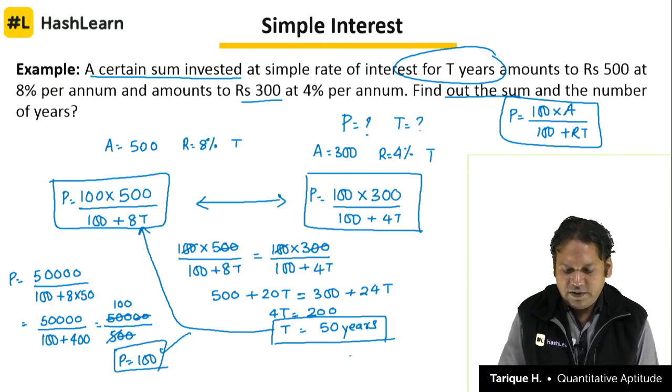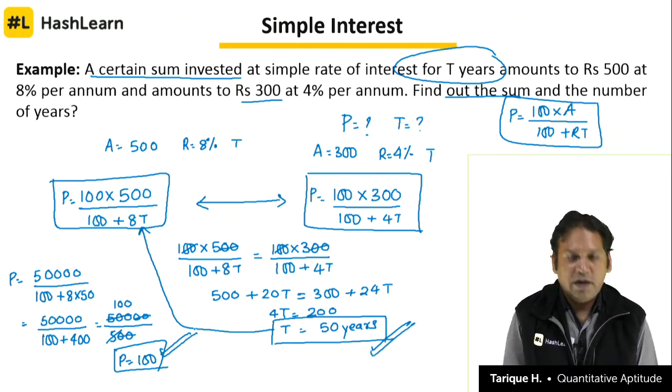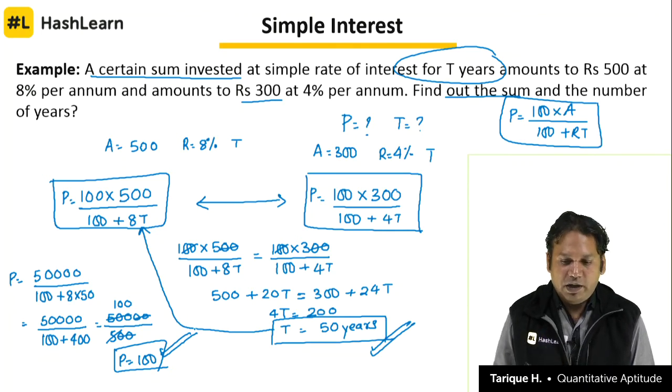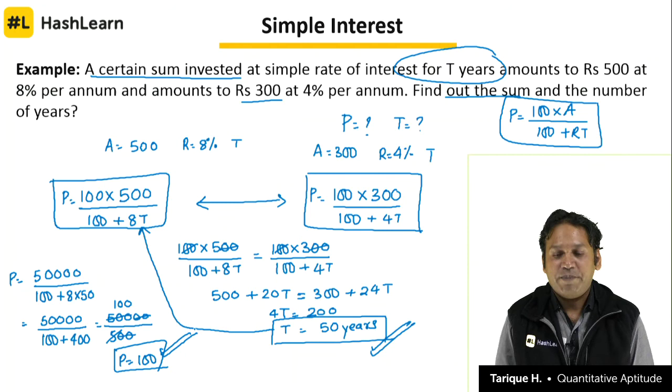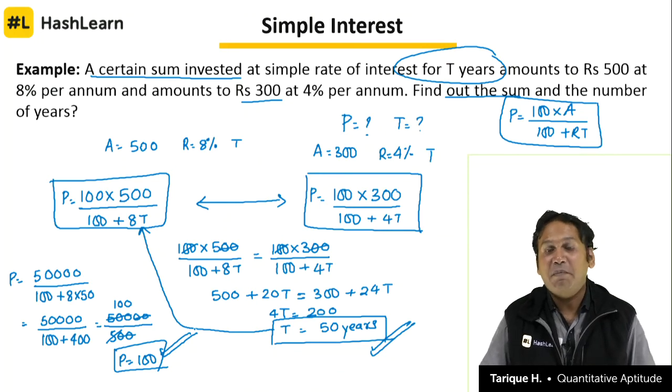So both questions we have solved here. What is the time period? 50 years. What is the principal? 100. Right? So principal of 100 becomes 500 at 8% after 50 years, or at 4% in 50 years it becomes 300. So answer we have obtained. If you want, you can also use answer options for solving this, but sometimes that can be more time taking than using the normal technique.